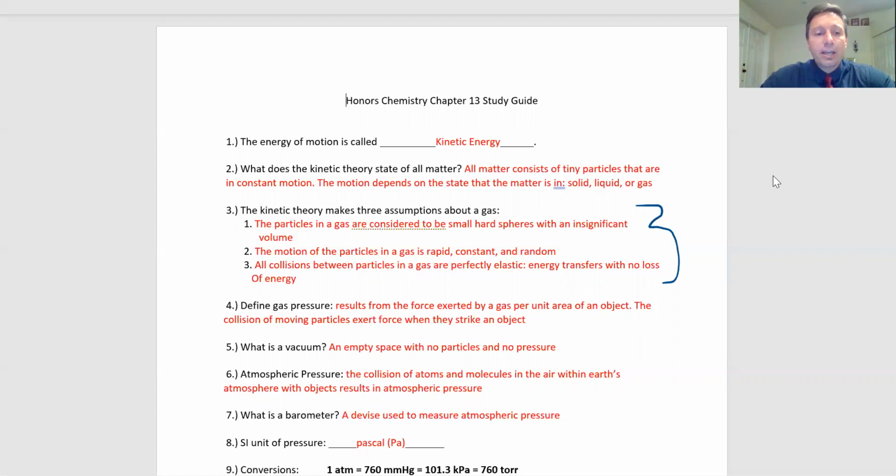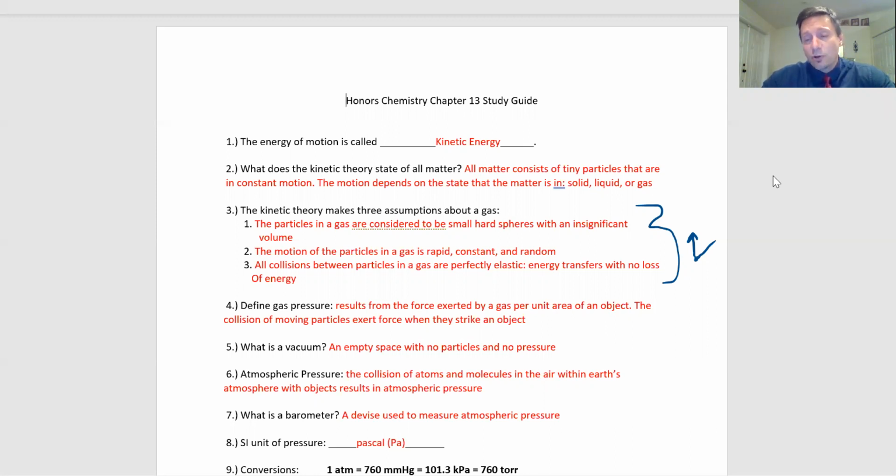And the last assumption, number three, all collisions between particles in a gas are perfectly elastic. That means you have a particle coming across, striking another particle right here, and bouncing off. The energy that it struck with, it's going to leave with. It's just striking and leaving, striking and leaving. So there is no loss in energy. That's what perfectly elastic means. So all collisions between particles in a gas are perfectly elastic. No energy loss. So those are three assumptions of the kinetic theory, in particular about a gas.